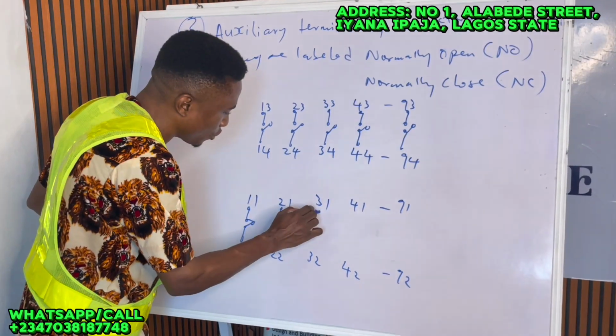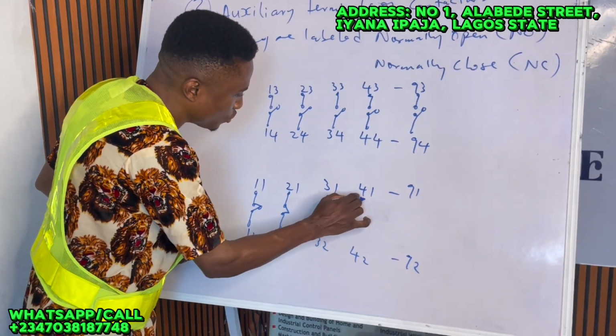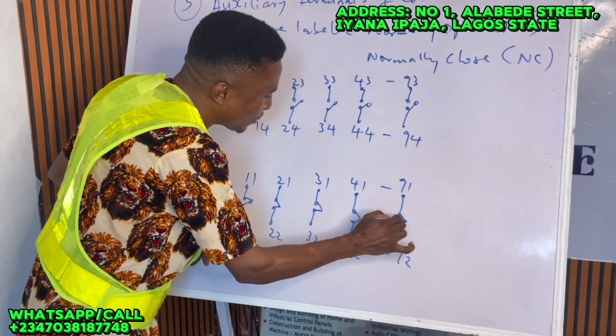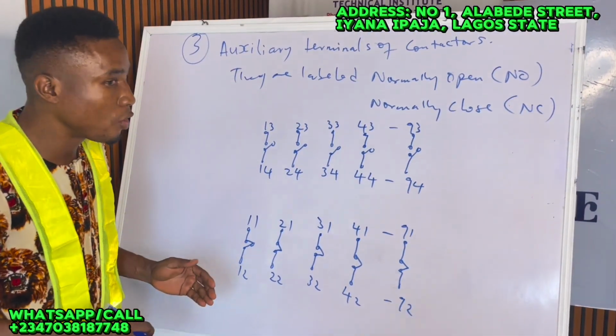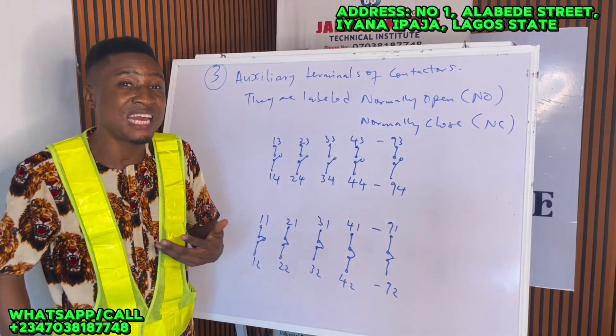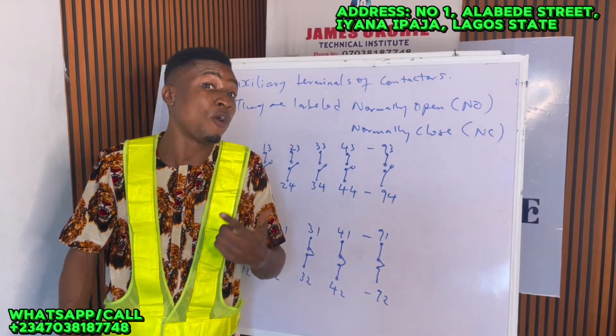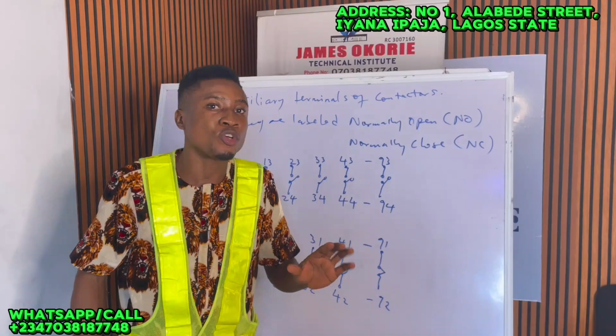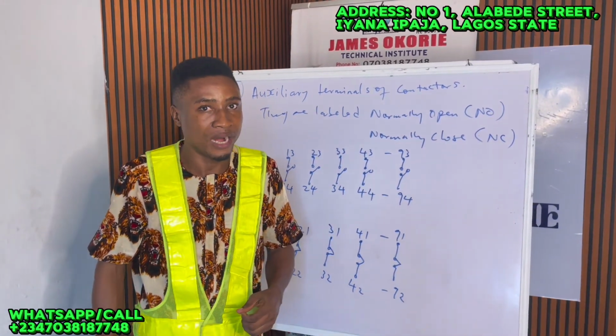So this is the symbol of normally closed also. It means they are switched and they are closed. Alright? So these are the auxiliary terminals of contactors. They are labeled normally open and normally closed. Normally open means that initially, when the contactor has not been energized, the terminals are open, in a way that when the contactor energizes, they turn to closed. Normally open contacts of contactors are mainly used to power on a load.